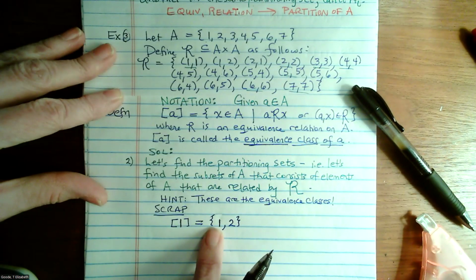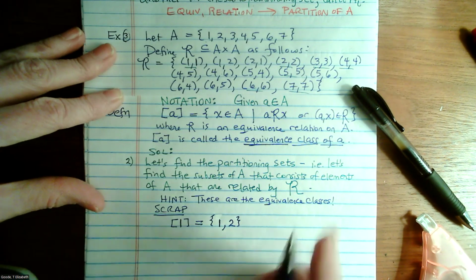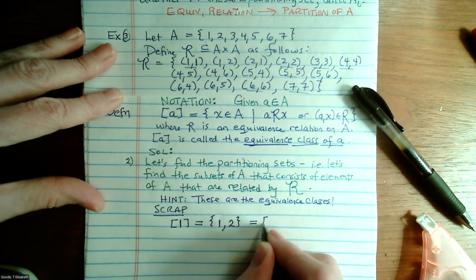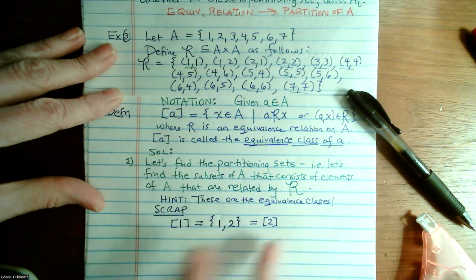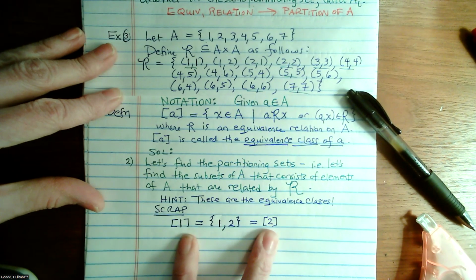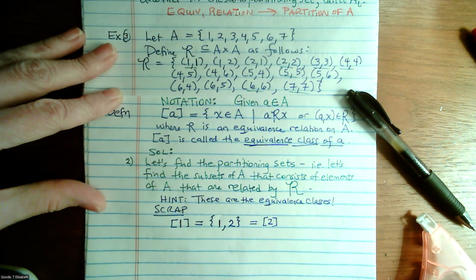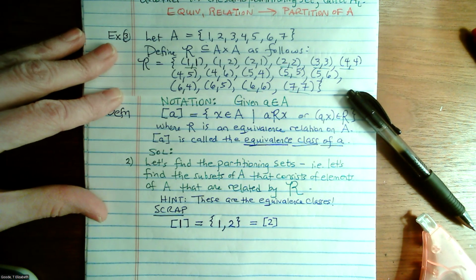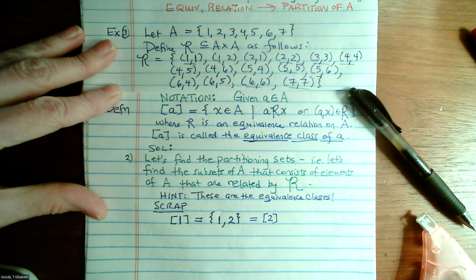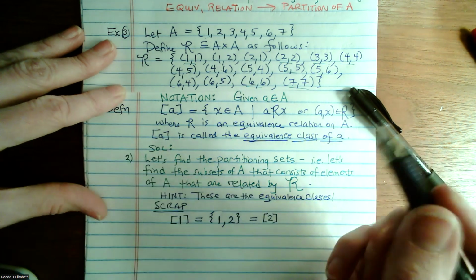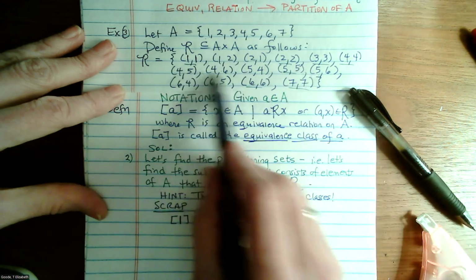It's related to itself and it's related to 2. By the way, we can also call this the equivalence class of 2. Their equivalence classes are the same set. They're related to each other. See that? That's going to be one of our subsets in our partition. We're breaking A up. We're grouping the elements of A together because they're related to each other. How do we know when they're related? Well, we just look at the ordered pairs in the relation.